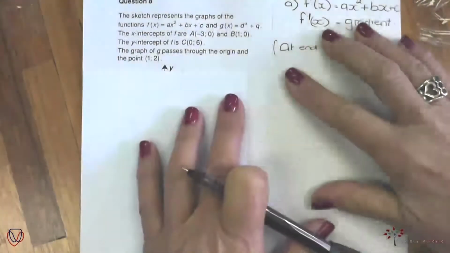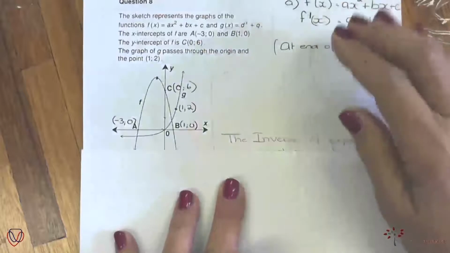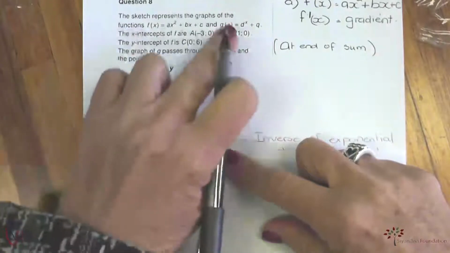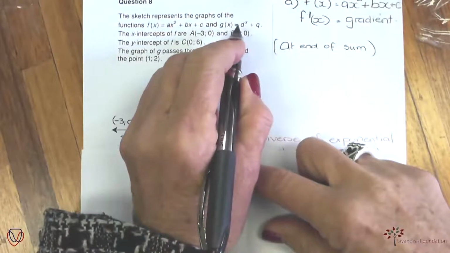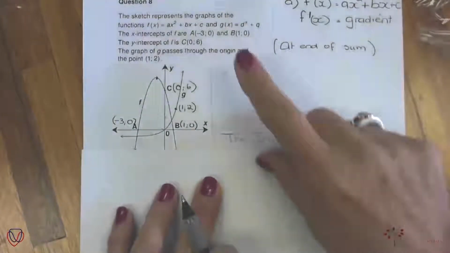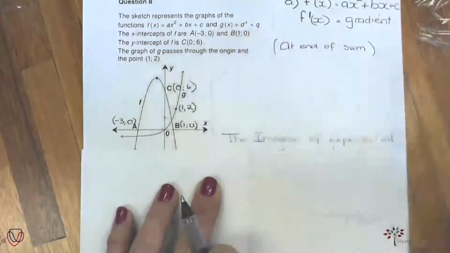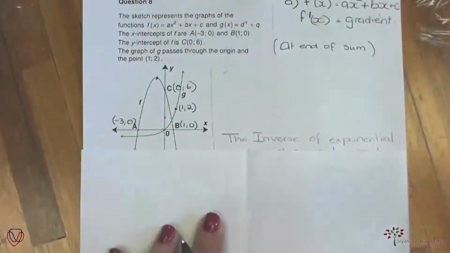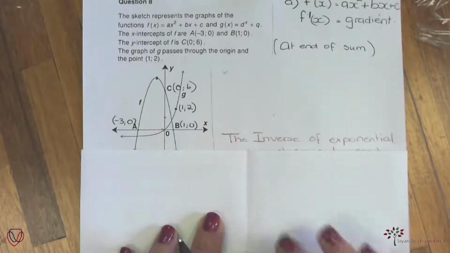Question 8. The sketch represents the graph of functions f(x) equals ax squared plus bx plus c and g(x). So this is f, and the g(x) is, what kind of graph is that? Exponential. Oh, people, you must be able to recognize the different graphs. This is an exponential graph that moved up or down, because q can have a positive or a negative value. That is the one that shows us how much the graph went up or down. But we don't have it at the moment, so we'll have to find it.